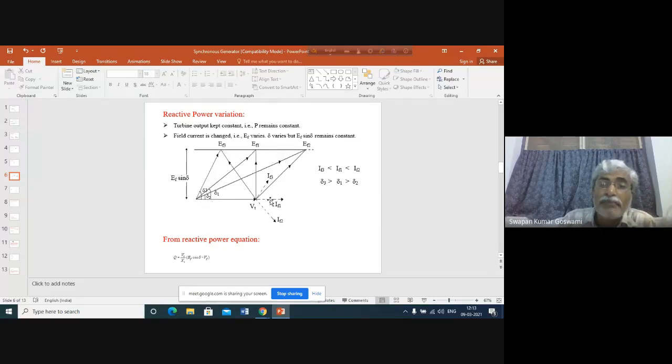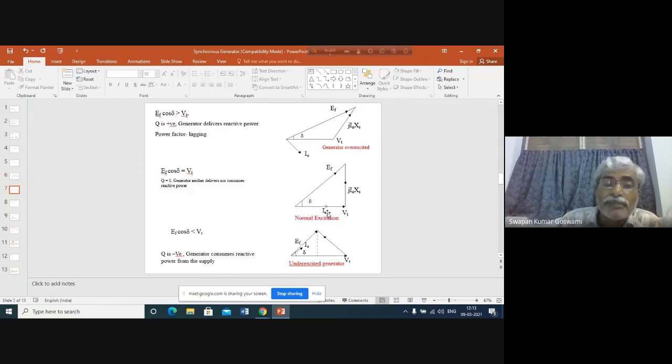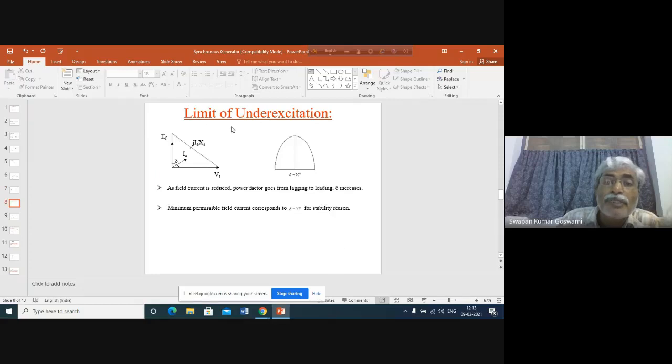Now delta 3 is greater than delta 1 and delta 1 is greater than delta 2. Delta 3 is corresponding to minimum field current, delta 2 is corresponding to maximum field current. So with the reduction in field current, you see that delta value increases. Okay. Now from this observation, what should be the limit of the under excitation?